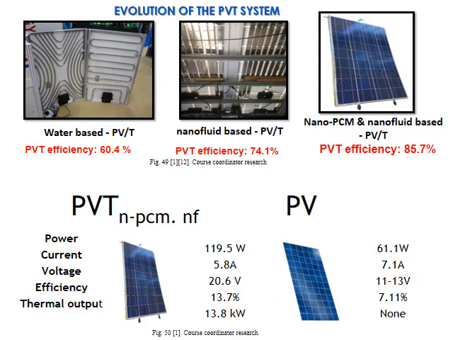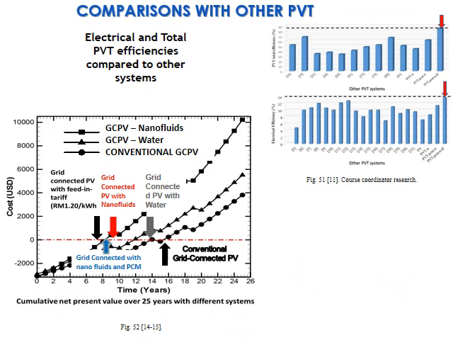Now if we compare efficiency, PVT efficiency, the overall, it means adding electrical with thermal, we can see that it was 60 for water-based type, 674 for nanofluid-based type, 85 for nano PCM nanofluid type. It seems to be the highest efficiency ever reached experimentally from a system in 2017. We compared at that time the thermal efficiency to overall efficiency and electrical efficiency. You can see here the red one is our system, our designed system, which uses nano PCM nanofluid.